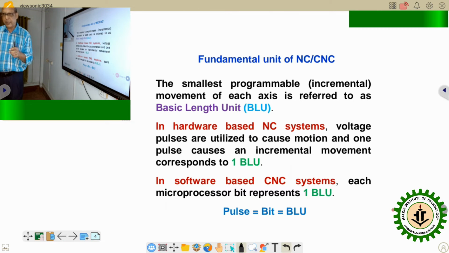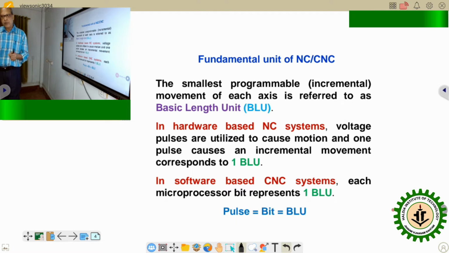So how to compute what should be the basic length unit for a particular arrangement? What arrangement do we have? If you recall the open loop control system, it starts with a stepper motor. According to your program, voltage pulses will be generated by the pulse generator. So there is a series of pulse train which will be input to the stepper motor.